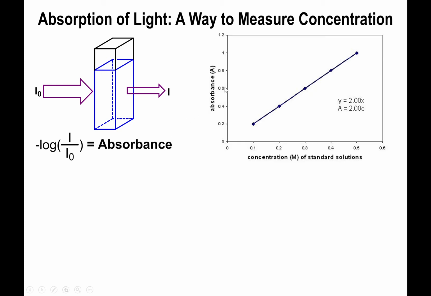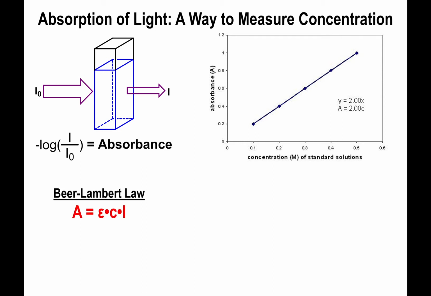Now, what you get out of this is a relationship between the absorbance. So the negative log of the ratio of the intensities is what we call the absorbance. And the absorbance of a sample turns out to be linearly correlated to the concentration of the sample. That means that as you concentrate a solution more and more, so you have more solute present in it, the absorbance keeps going up, up, and up.